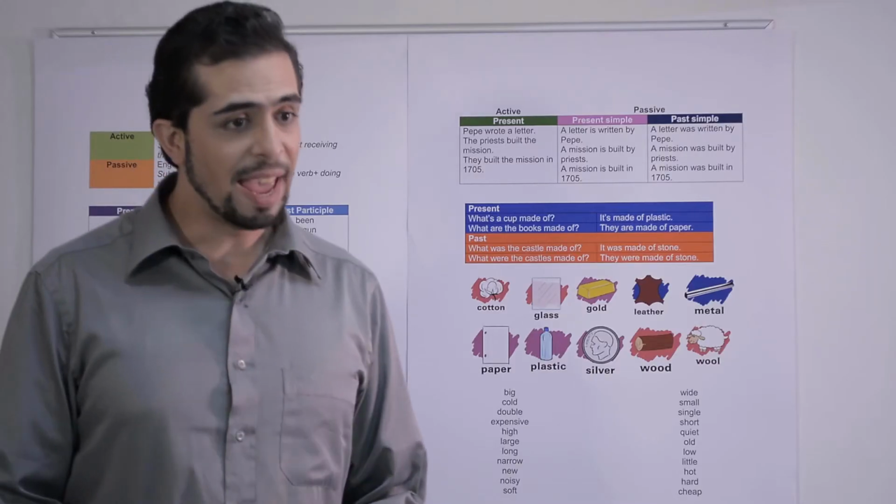Cotton, glass, gold, leather, metal, paper, plastic, silver, wood, wool. You also need adjectives.